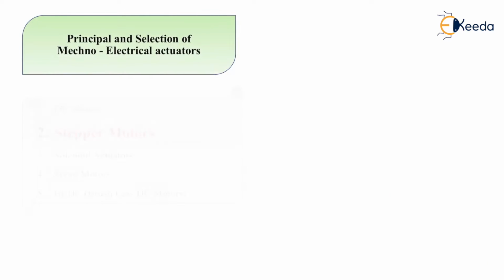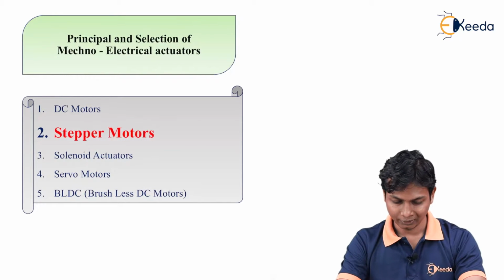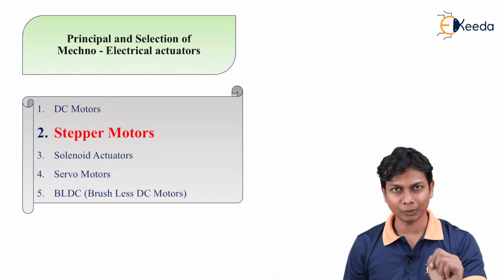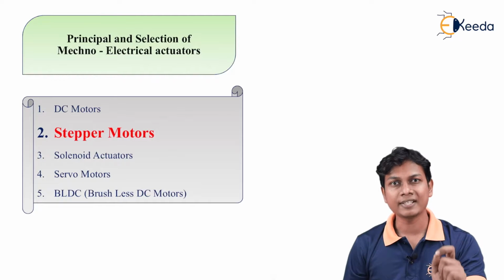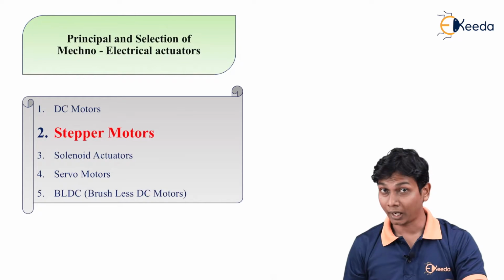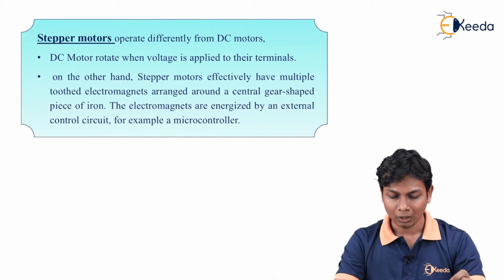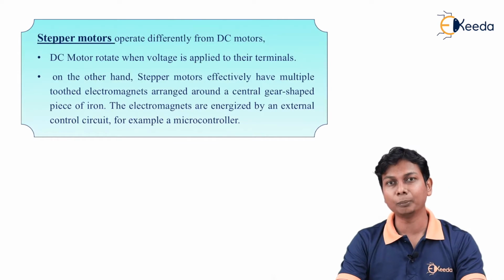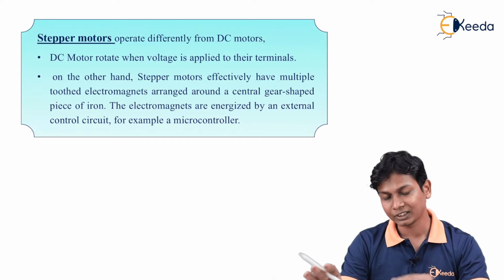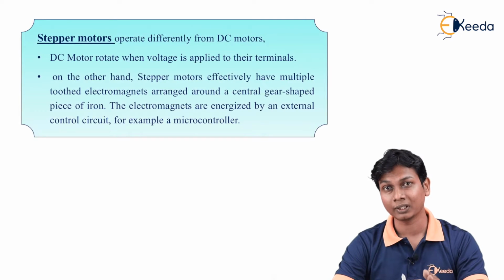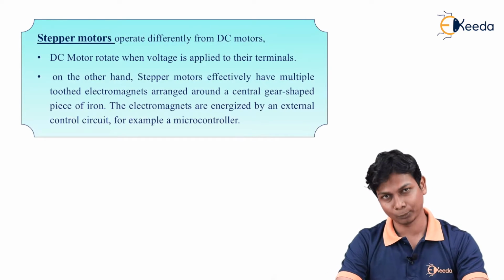Now let's move to another mechatronic electrical actuator, that is stepper motors. So let's start with the principle of a stepper motor, the definition of a stepper motor, and how it works. Now the stepper motor operates completely differently from the DC motor, but the phenomenon of working of a stepper motor is the same as the DC motor.